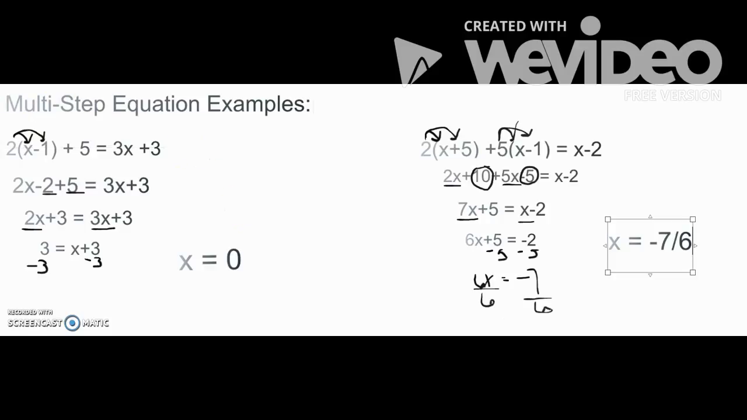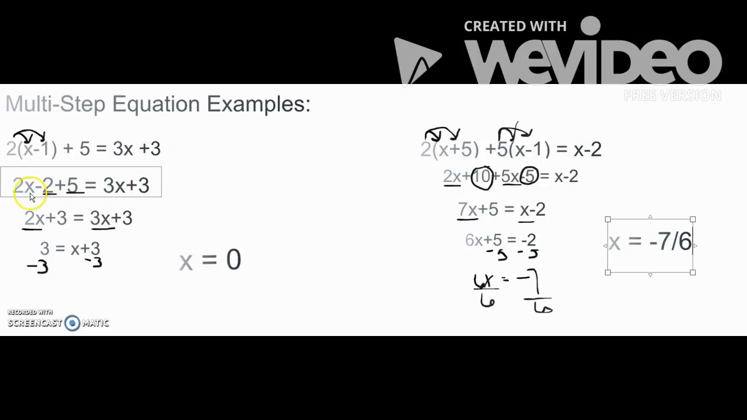And so we see in this one right here, there's a little bit distributed, so we just distribute that 2 in, and it's going to get us 2x minus 2. We pull down that 5 because there's nothing going on with it. And then we pull down everything over here because there's no distributing going on. Alright, and our next step is combining the like terms.